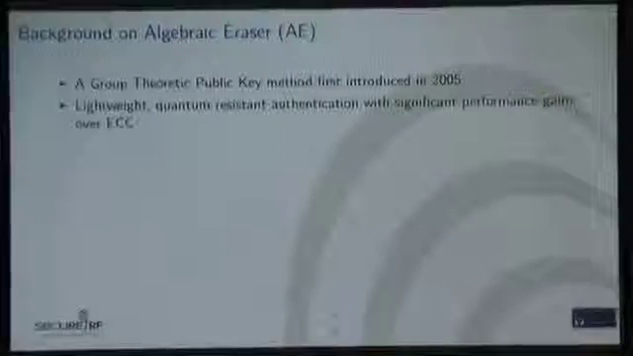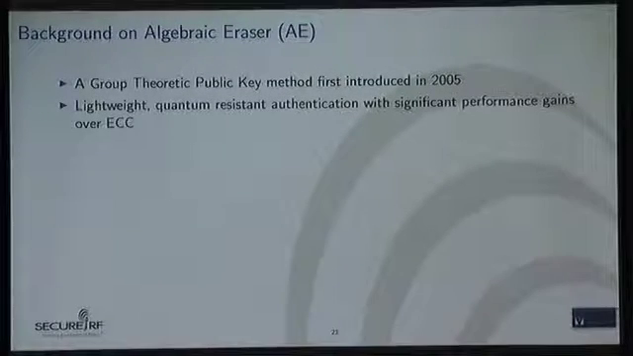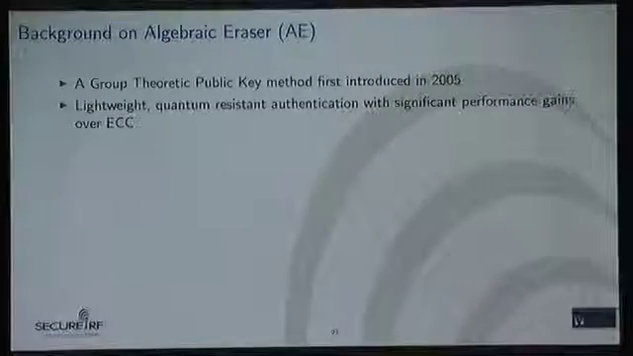So the algebraic eraser is a group theoretic public key algorithm. It was first introduced in 2005, published in 2006. It's been in a number of papers and programs throughout its history. And it's a lightweight quantum-resistant algorithm. And one of the things we've been finding is that it has significant performance gains over ECC, both in terms of running faster, requiring less power, less CPU, and lots of good things when we're talking about these small little devices here.